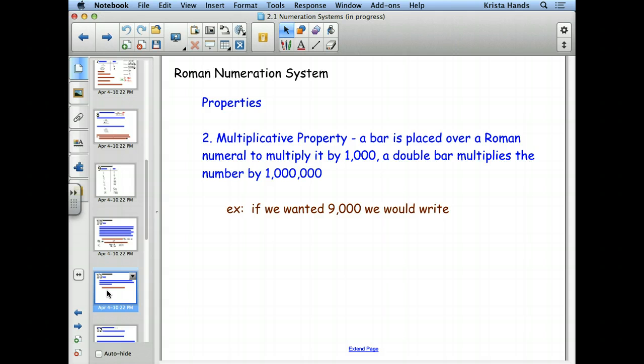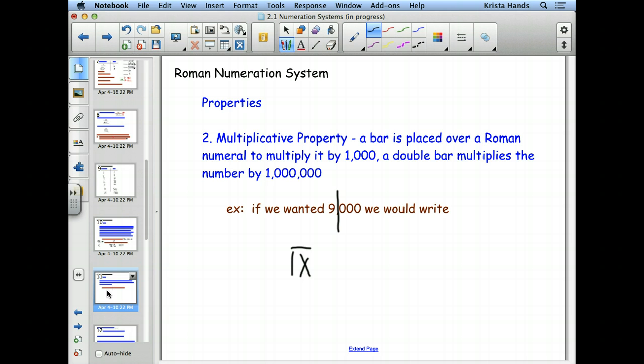In order to write a number that's larger than 1,000, we have a multiplicative property that has a bar placed over it. For instance, if we want to write the number 9,000, think about that comma with whatever's after it as being separate from the 9 that's before. How would you write the number 9? IX, right? The way I represent that it's the number 9,000 is that I write a single bar on top of the IX. That's all there is to it.